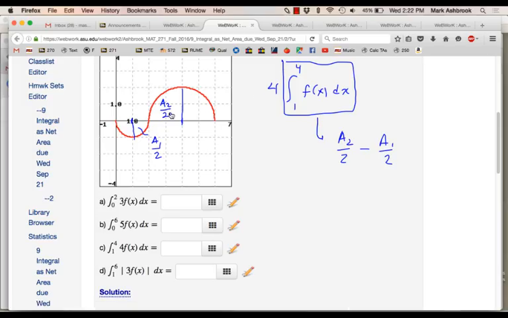So we can just use geometry to do that. The radius of A2 is 2. The radius of A1 is 1. So what's a quarter of this circle? It'd be 1/4 pi r squared. And then a quarter of this circle would be 1/4 pi times 1 squared. And then the whole thing times 4. So the big quarter circle area minus the smaller quarter circle area. So that would be C.